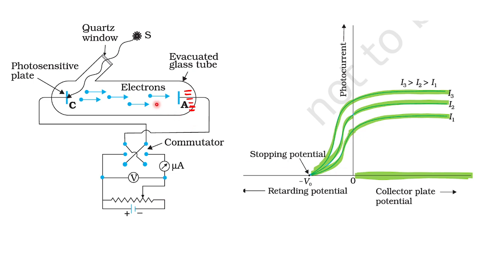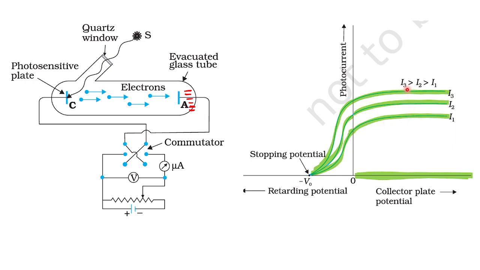So there will be a negative potential, say minus V0. It is said to be the stopping potential, minus V0. At the stopping potential, no current reaches A. You understood why the current is stopped? Because the electron is unable to move towards the right, because of the negative sign. More negative polarity repels it.